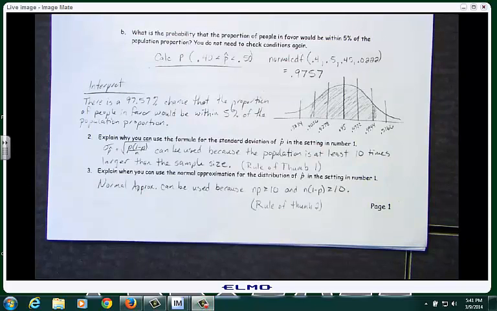Going back to our text, Rule of Thumb 1 states that as long as the population is at least 10 times larger than the sample size, we are allowed to use our calculation of the standard deviations for the sample. In number 3, that deals with Rule of Thumb number 2. We are allowed to use normal approximation if n times p is greater than or equal to 10 and n times 1 minus p is also greater than or equal to 10.